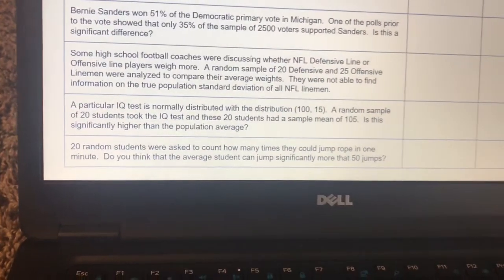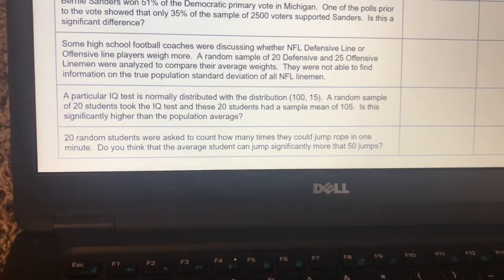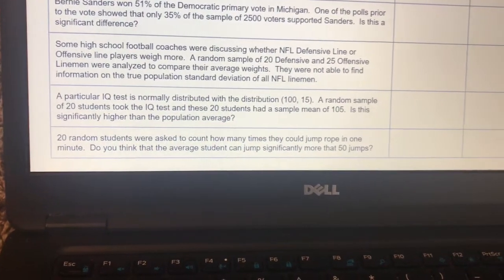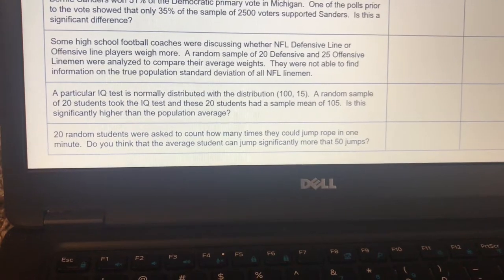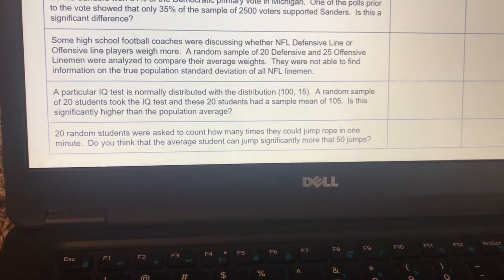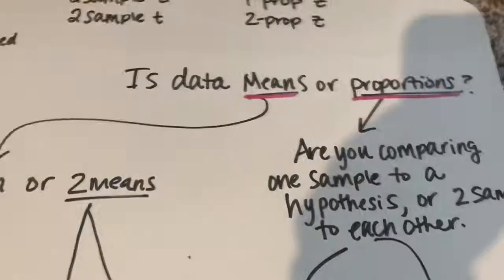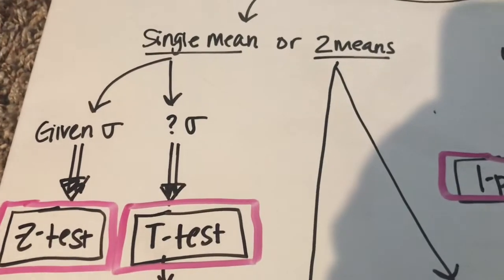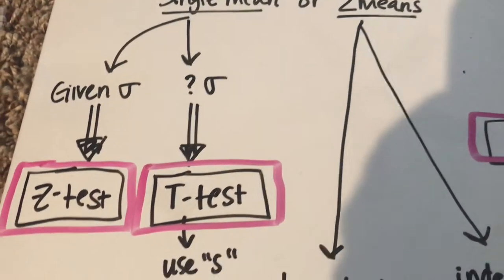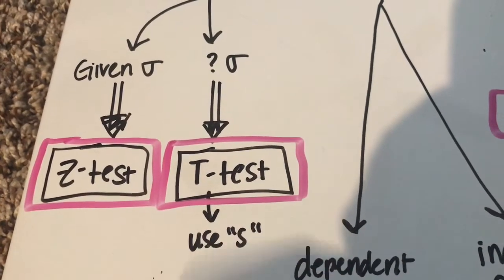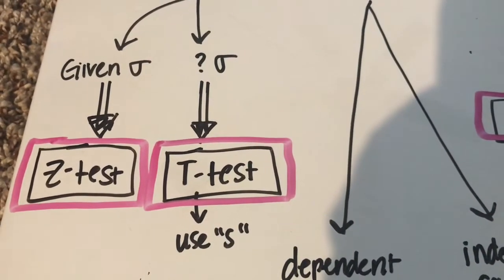Okay, and then finally, 20 students were asked to count how many times they could jump rope in a minute. Do you think the average student can jump significantly more than 50 jumps? I don't have enough information for my calculator, but this question is basically only 20 kids, wondering if they can jump more than 50 jumps. So we're talking about means, one mean. We're not given the true standard deviation, so we'd use a t-test. But we would have to have information to put in our calculator. I didn't give you enough information there, but we definitely could use a t-test.